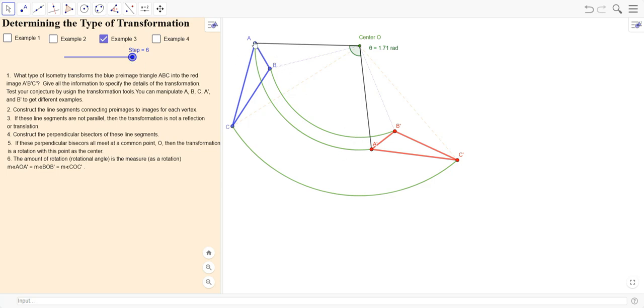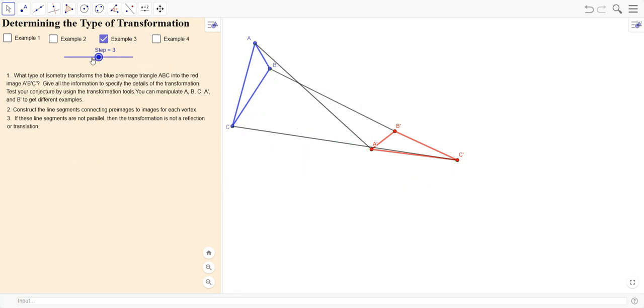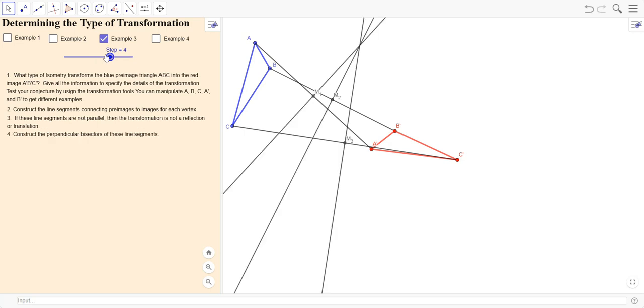So this angle from A to the center to A prime would be your angle of rotation. Or you could have done it likewise from B to the center to B prime, or C to the center to C prime. All three of those are the same angle. So again, what was the key? The key is when we draw those line segments from pre-image to image point. In this case, we look at the midpoints. They're not in a line, but then we decide to look at the perpendicular bisectors.